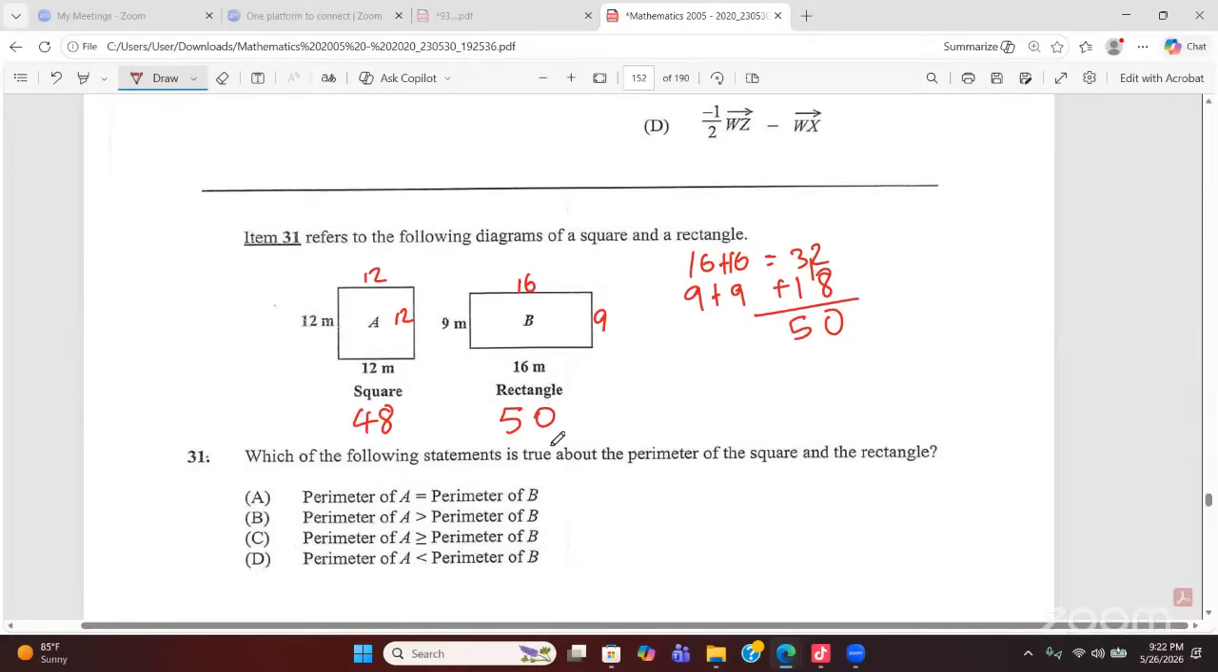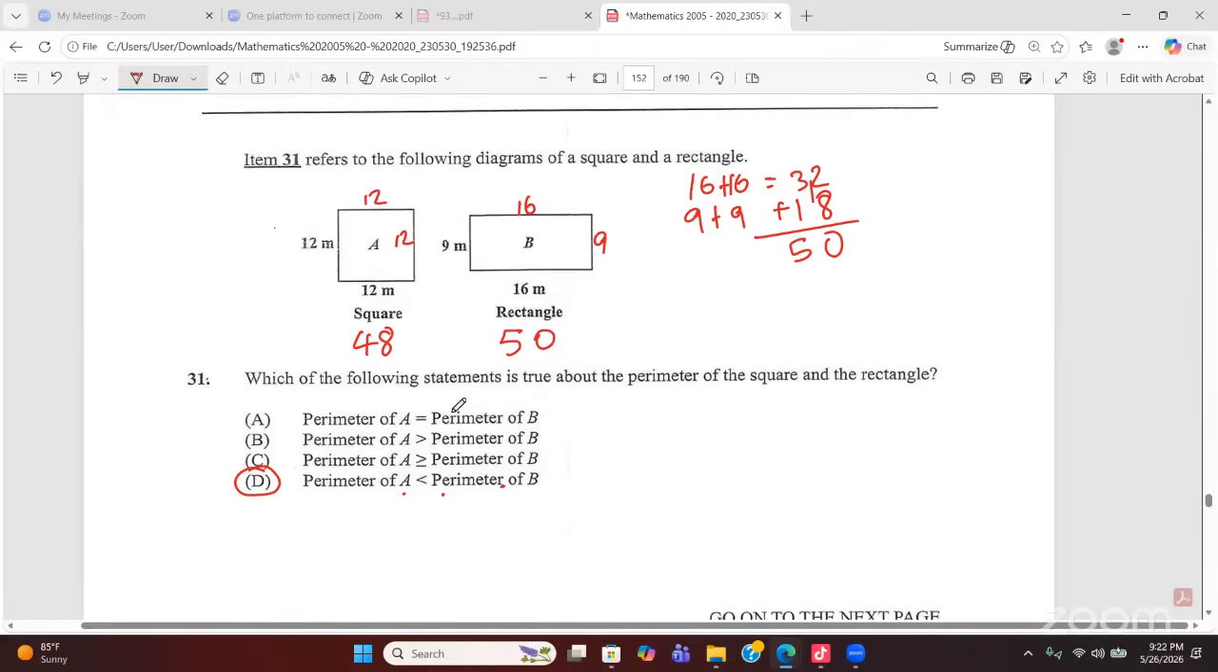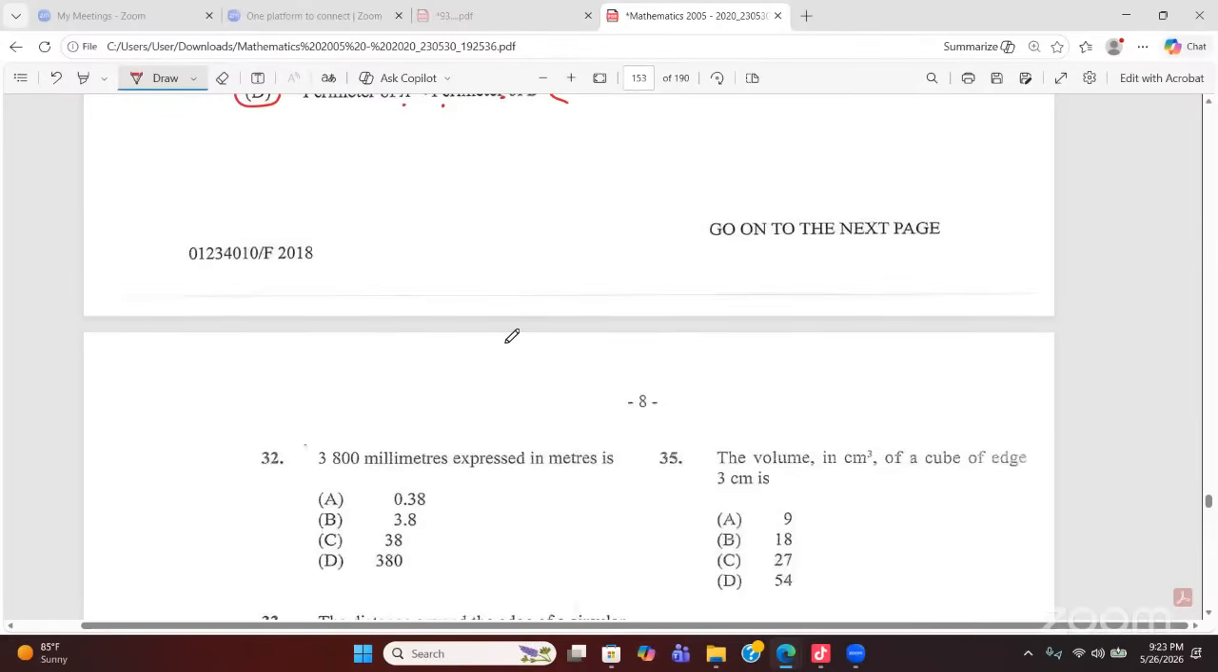All right? So here's the thing now. Which one of these? You could see perimeter of A is less than perimeter of B. So D is straight up. So you find the perimeters and you look. 48 is less than 50. So you pick this, you just pick it and you go. Yep. All right, let's keep it going.